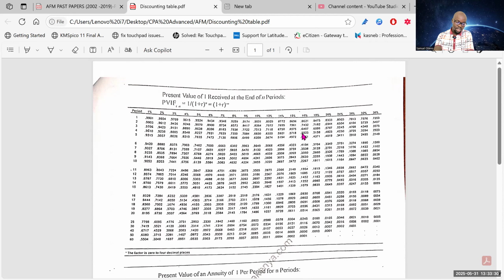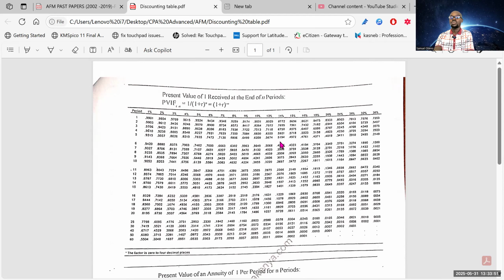Year number three, it is 0.6575. Year number five, it is 0.4972. Then year number six, it is 0.4323. Those are the discounting factors that I would want us to pick.